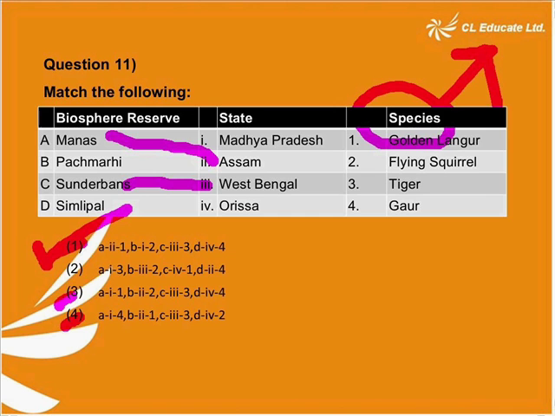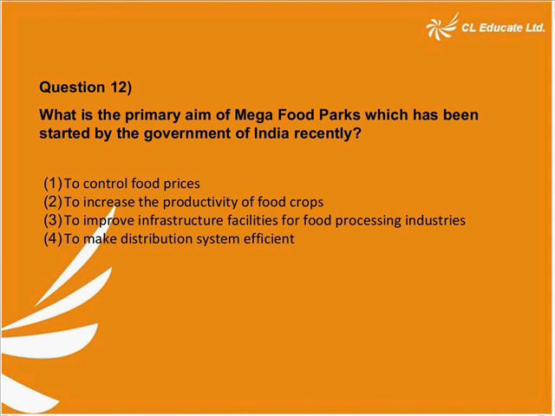To control food prices, to increase the productivity of food crops, to improve infrastructure facilities for food processing industries, to make distribution system efficient.